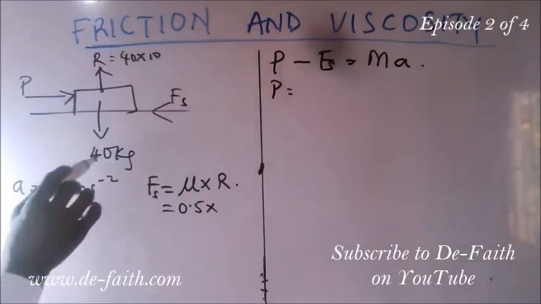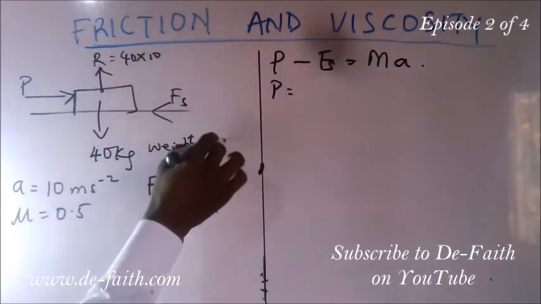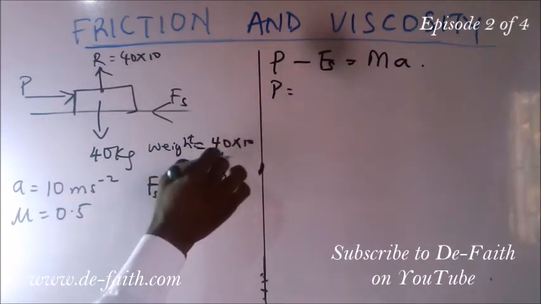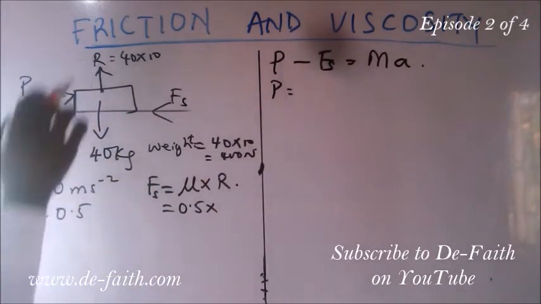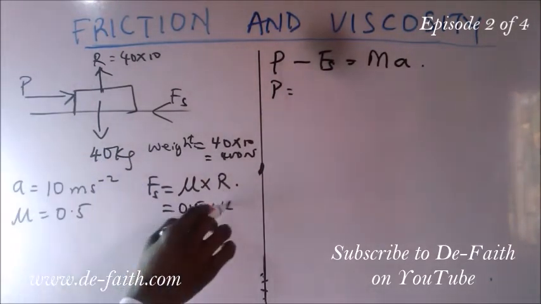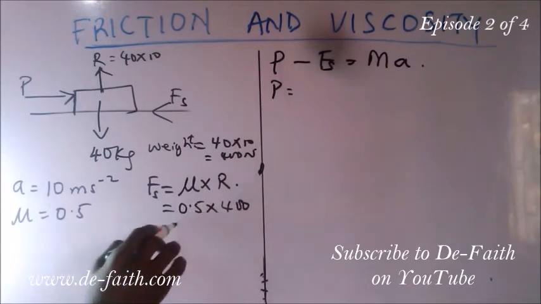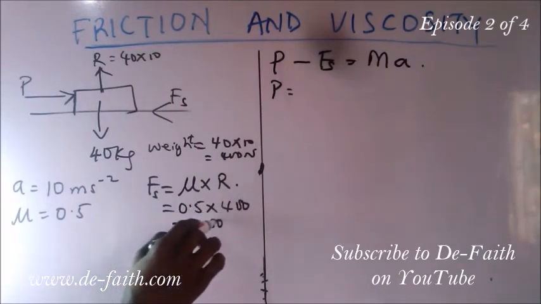It's times 10 because now the mass is 40 kilogram, so the weight is 40 times 10, and that is 400 newton. So the weight is 400 newton, therefore the R is also 400. 0.5 times 400 gives us 200 newton.